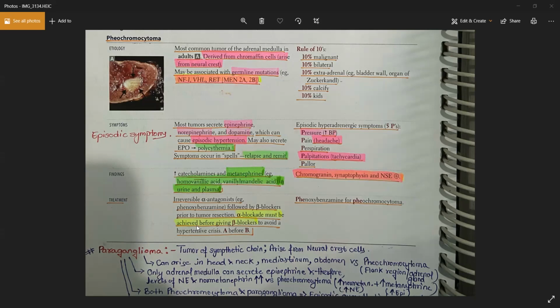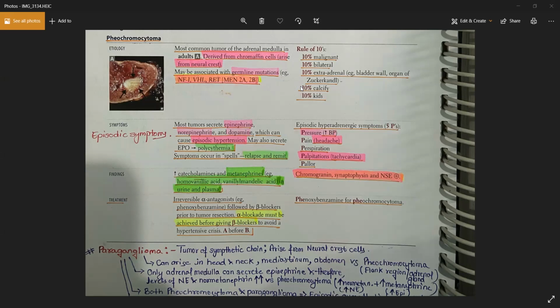Is it to prevent the unopposed alpha? But why do you need to give the alpha and beta blockers also? What is happening during surgery? During surgery, we might press the tumor, and there might be an increased release of epinephrine and norepinephrine. Exactly. Because of this pressing of the tumor, you can release the catecholamines, and that can stimulate the alpha and beta receptors, and that's why you need to block the alpha and the beta receptors also.